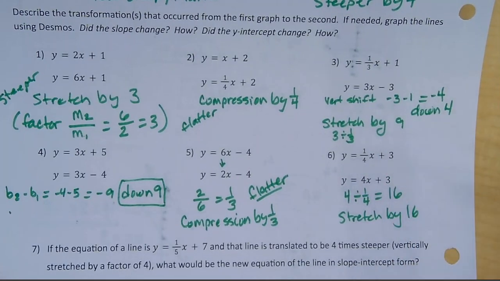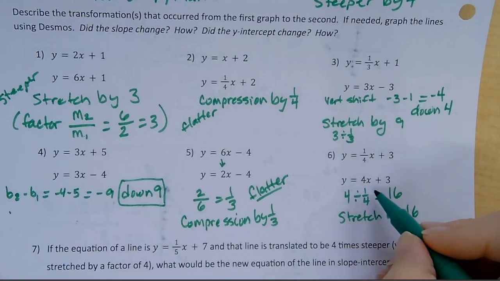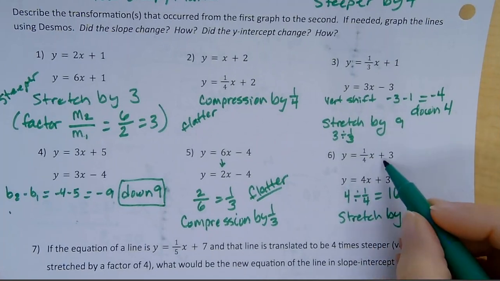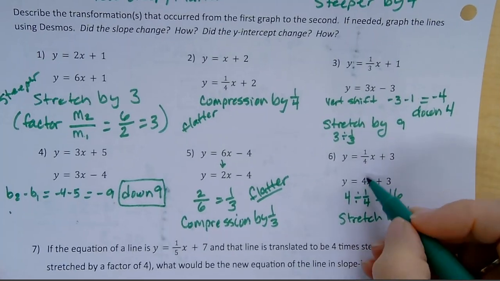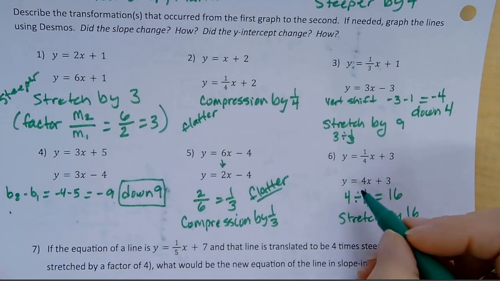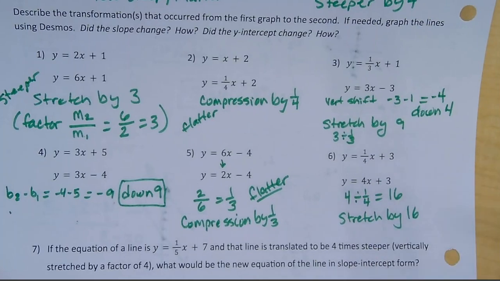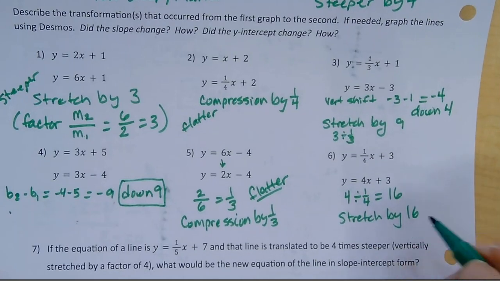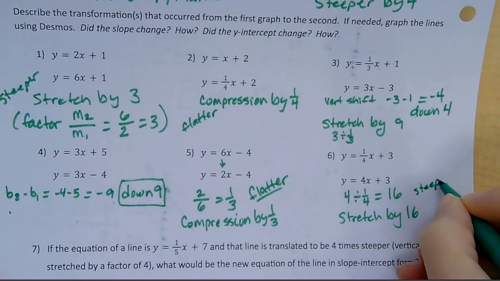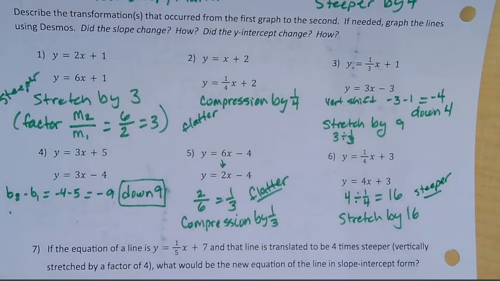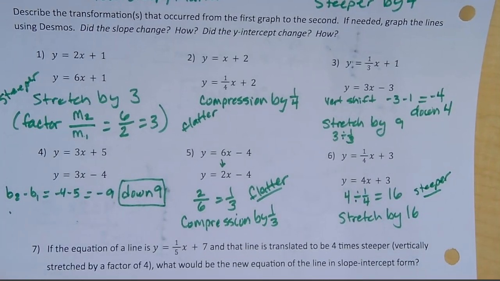When I went from y equals 1/4 x plus 3 to y equals 4x plus 3, no change in vertical location, but we do have a change in our slope. So I took my new slope divided by my old slope. 4 divided by 1/4 is the same as 4 times 4. So I stretched or got steeper by 16. That got steeper. Make sure you give me the number.